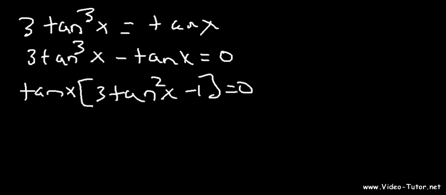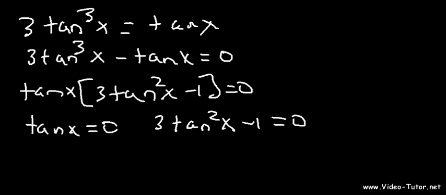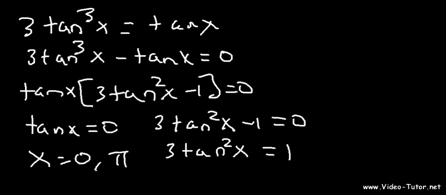Alright, so this is what we have. After you factor it, separate it into two equations. Tan x is equal to 0, and 3 tan squared x minus 1 is equal to 0. So at what angles is tangent 0? Tangent is 0 at 0 and pi. If you type tangent of pi, you get 0. If you type in tangent of 0, you get 0. For the other one, we need to add 1 to both sides, and then divide by 3. So tan squared is 1/3.